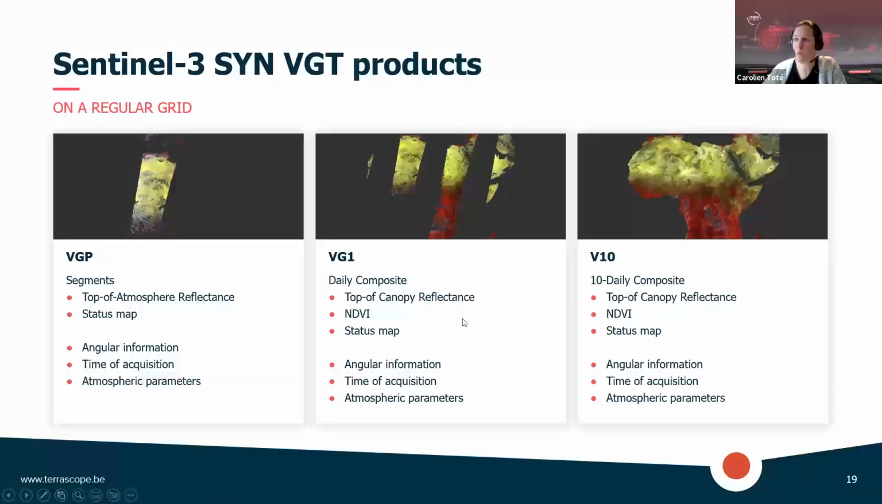The VG1 and V10 products are maximum NDVI value composites. The NDVI, or normalized difference vegetation index, is calculated from the red and near infrared bands and gives a measure of the amount of vegetation. It is used in this context to select the best observation for each day in the VG1 product and for each 10-day period in the V10 product. So VG1 and V10 provide surface reflectance measurements and the NDVI. Surface reflectance is in 4 spectral bands, also a status map and some ancillary information.